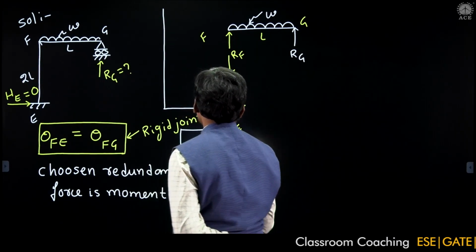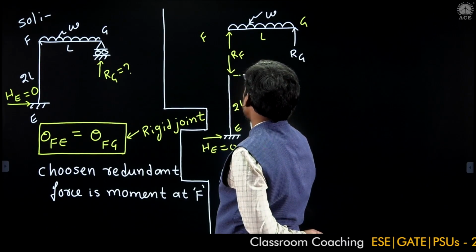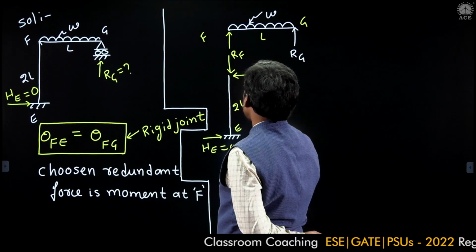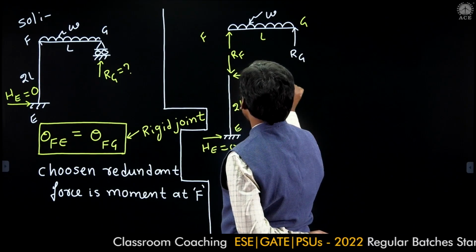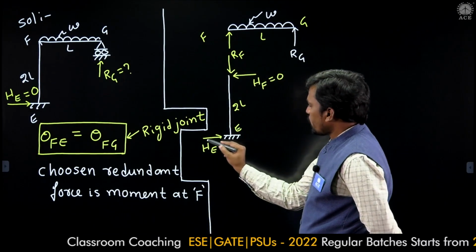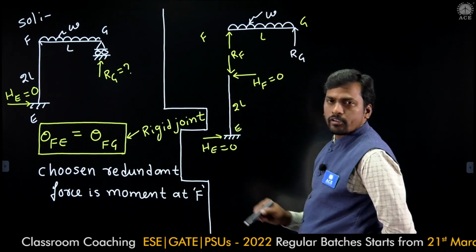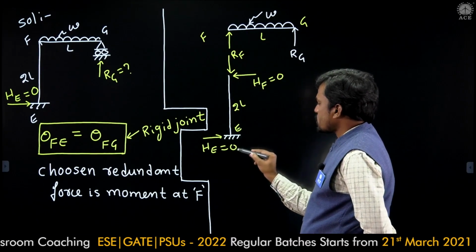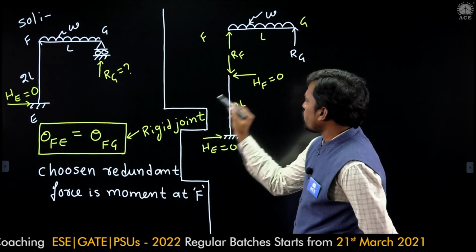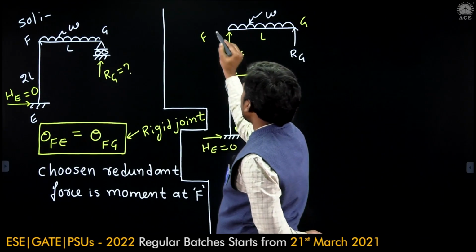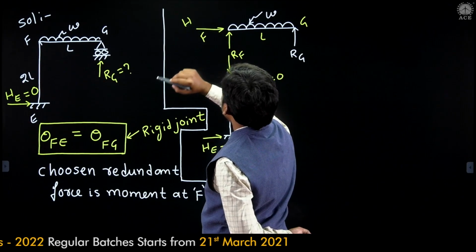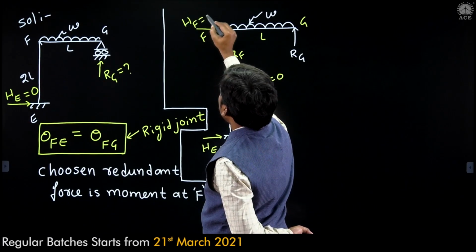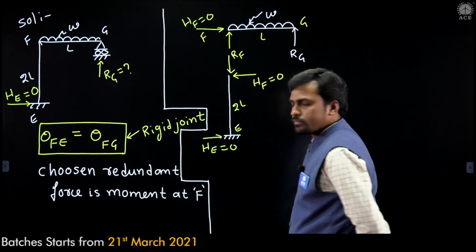We got HE equals 0. This is right side, then this is left side, and this is HF equals 0. Why 0? Because right moving force equals left moving force. Right moving force is HE, its value is 0, and here also 0. That is left side, then here right side, then this is HF equals 0.